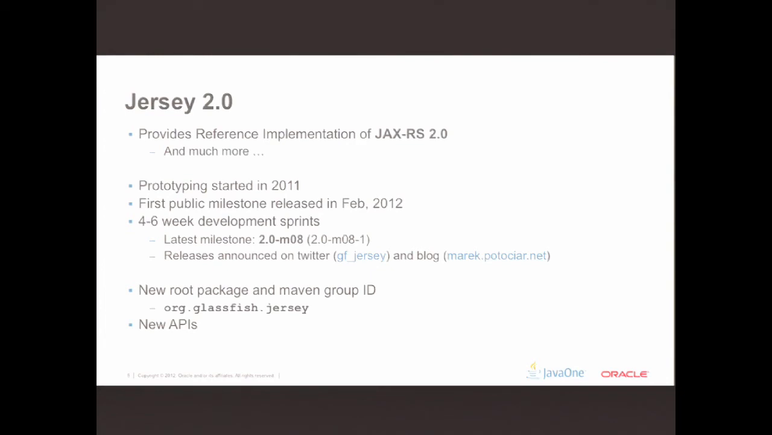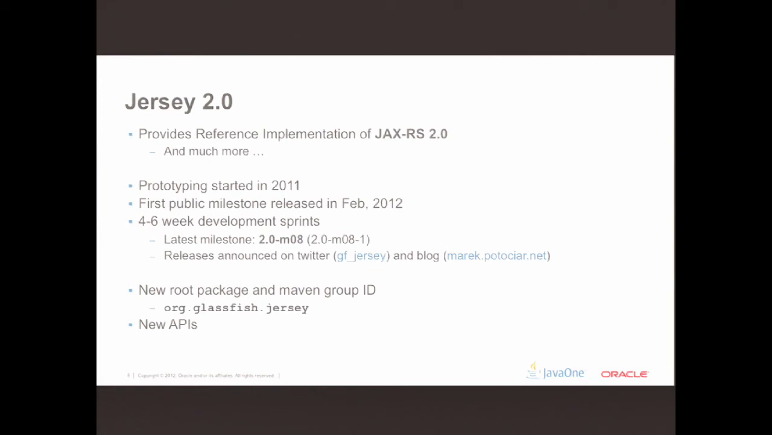We just made sure that we migrated all the Jersey 1.0 tests so that we are sure that we are not introducing any bugs as we are replacing the code with the new stuff, and that we don't introduce any regression bugs in the Jersey 2.0 code base. So as I said, prototyping started in 2011, and we released the first public milestone, which was very limited in functionality, early in 2012, in February.